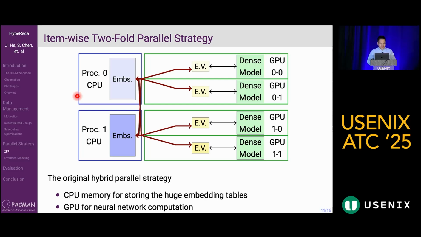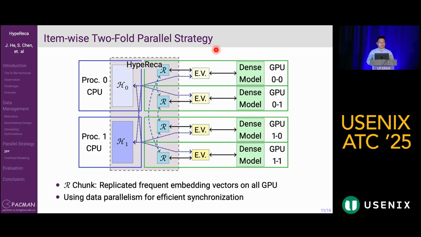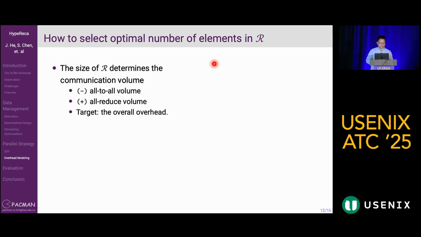Okay, so with the efficient data management module, we are now finally able to design a more fine-grained parallel strategy, which we call 2FP. Let's recall the original hybrid parallel strategy on CPUs and GPUs. Typically, it stores huge embedding tables on CPUs and uses GPUs for neural network computation. So here, we introduce a special embedding chunk, which we call the R chunk, on each GPU. As its name shows, it is replicated. So we can use data parallel on these R chunks and do not use all-to-all on these R chunks. So we hope that the R chunk can cover most embedding accesses and reduce all-to-all overhead.